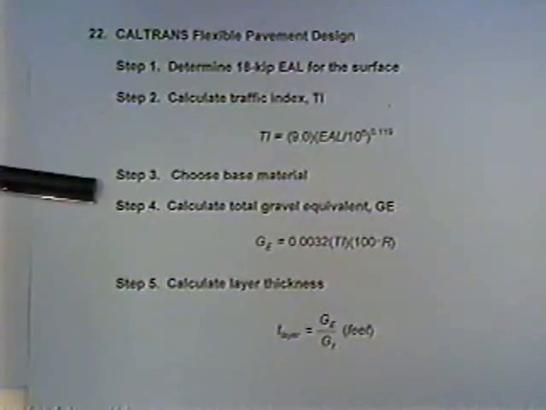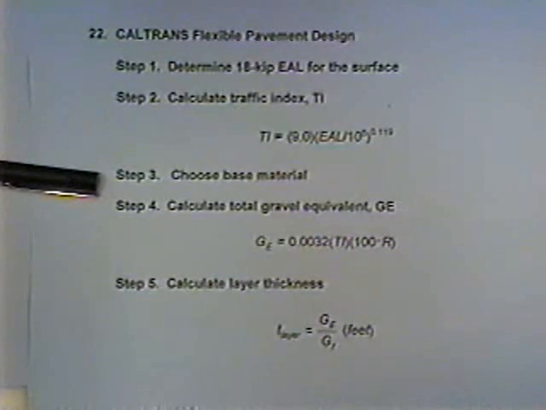Step 3 is to choose a base material, or the strength of the underlying subgrade, or underlying base. The most typical value that's used for base material is an aggregate base that has an R value equal to 78.